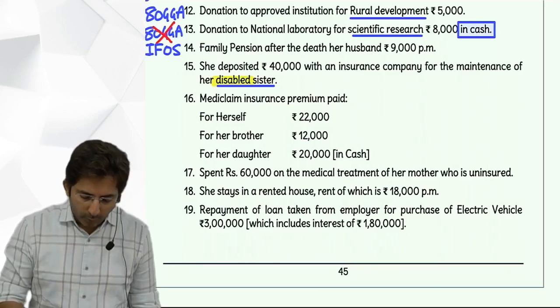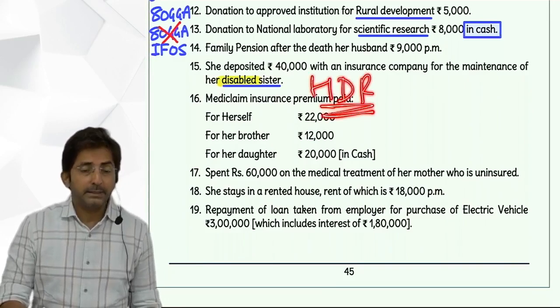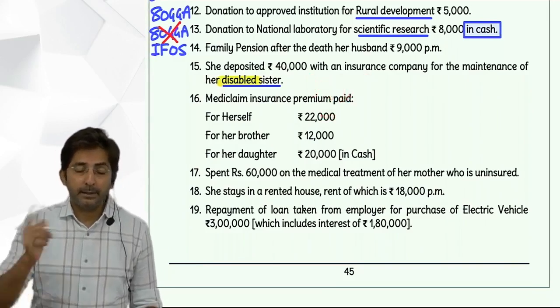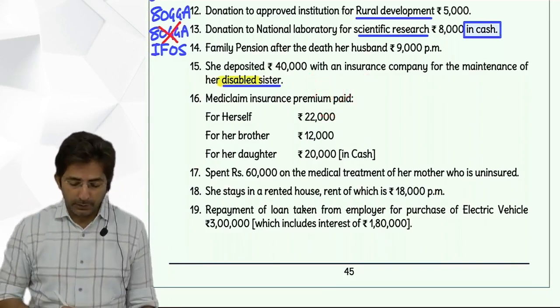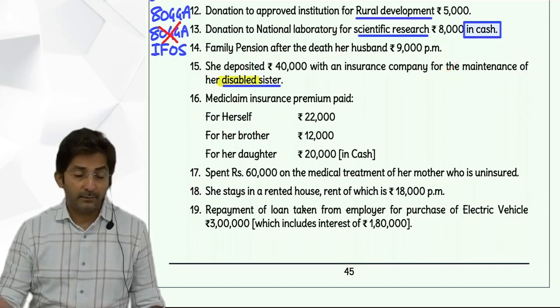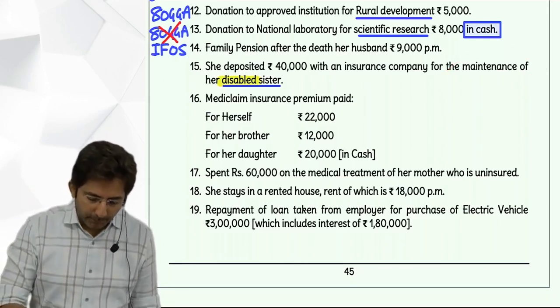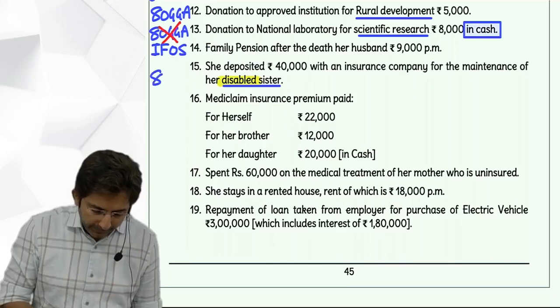So in short, all the conditions of H, D, R are satisfied. But in 80DD, it can be treatment as well as maintenance. So here are we doing treatment of sister or maintenance? And that is allowed. Our section is what? Treatment and maintenance of HDR. So this is perfectly fitting in 80DD.